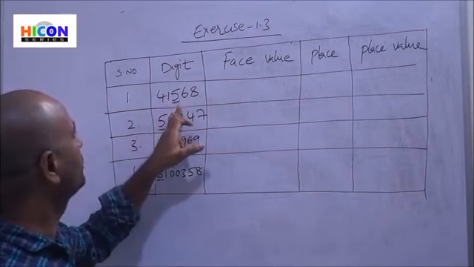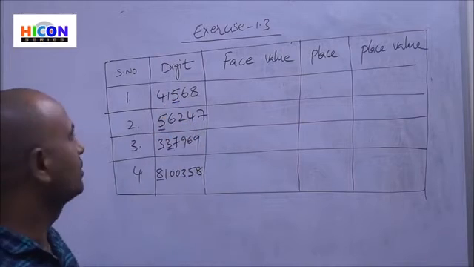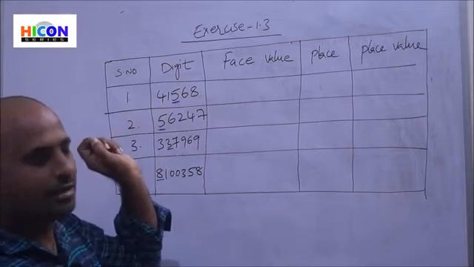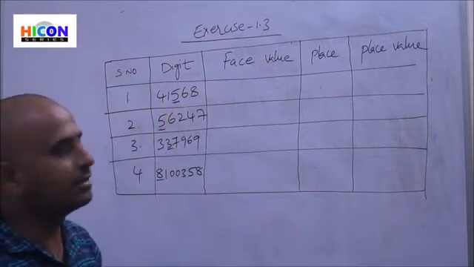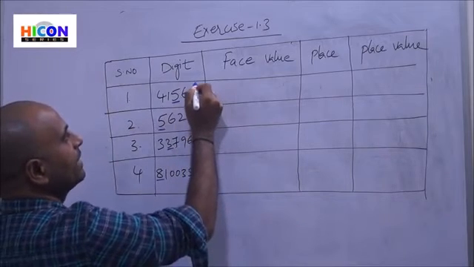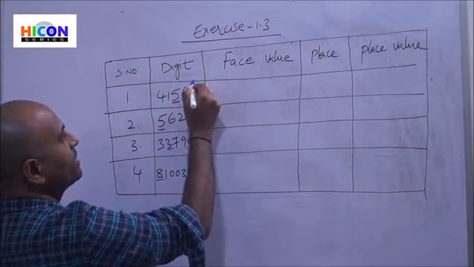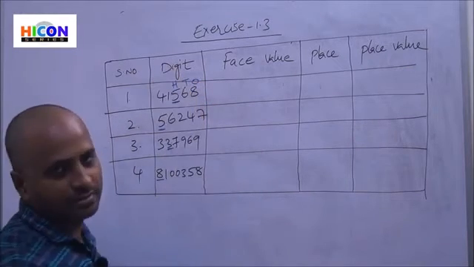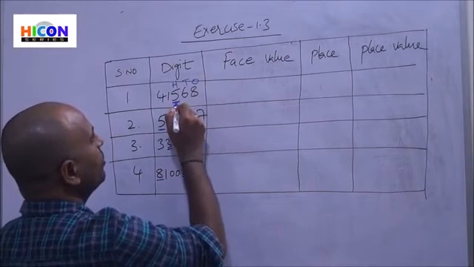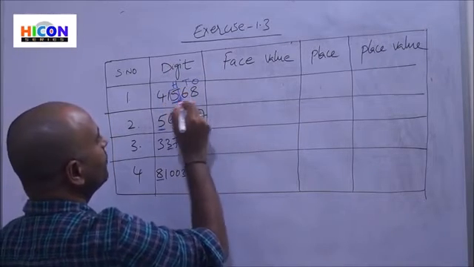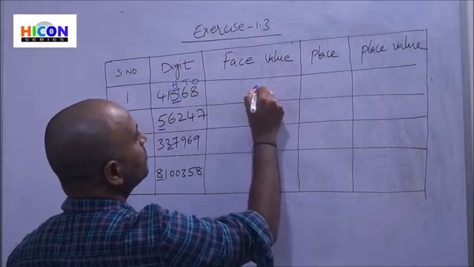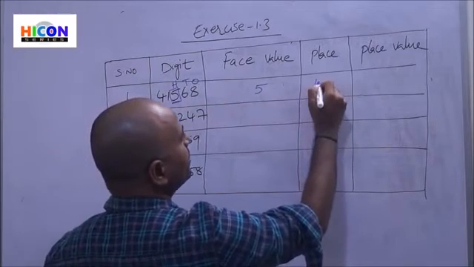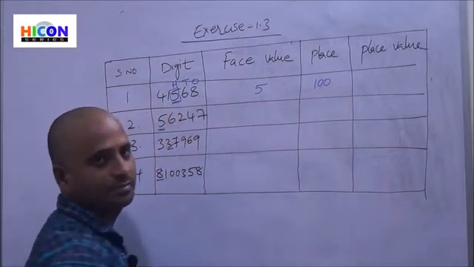So see the first problem, the underlined digit is 5. So let us find first the underlined digit's place. So in which place the underlined digit is present. So write the places for the given digit. So 8 is in ones place, 6 is in tens place, and 5 is in hundreds place. So the face value of the digit 5 becomes itself, that's why the face value of 5 is 5. And the place of the 5 is 100, so the place becomes hundreds.